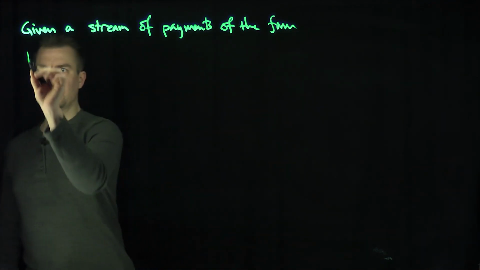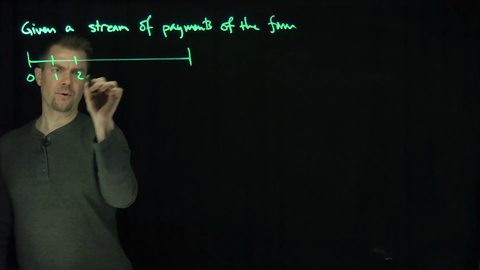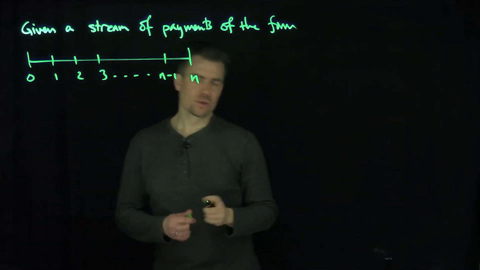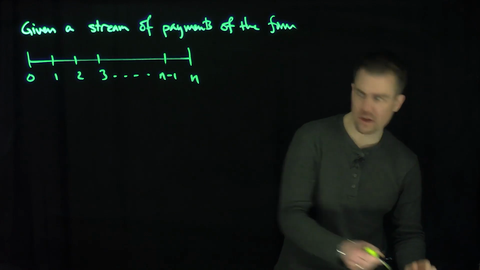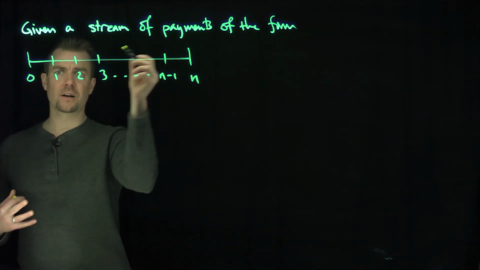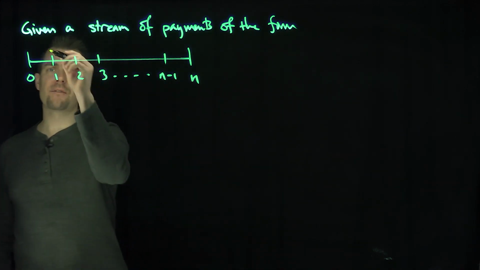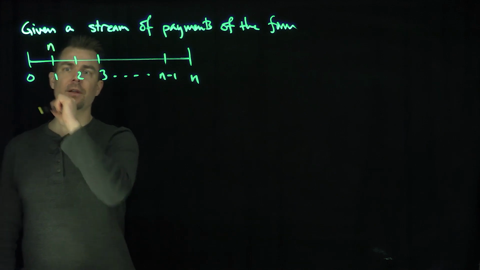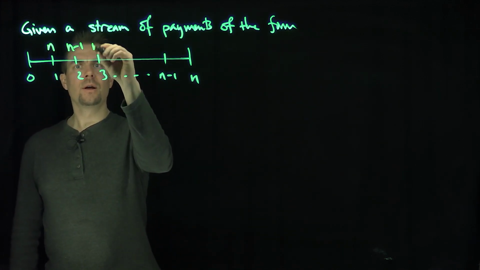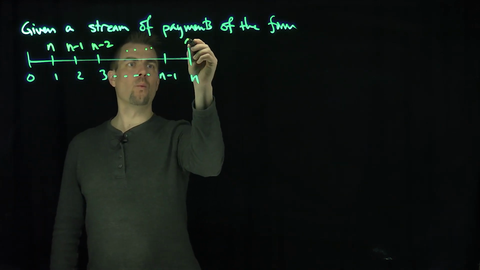let's draw our number line, our timeline. Here's 0, 1, 2, 3, n minus 1, and n. And so what payments are we going to get here? Typically with an annuity immediate, we think of getting $1 here, $1 here, $1 here, $1 here. Instead, we will linearly decrease this. We'll have n dollars at time 1, n minus $1 at time 2, n minus $2 at time 3, all the way down to time n when you get $1.